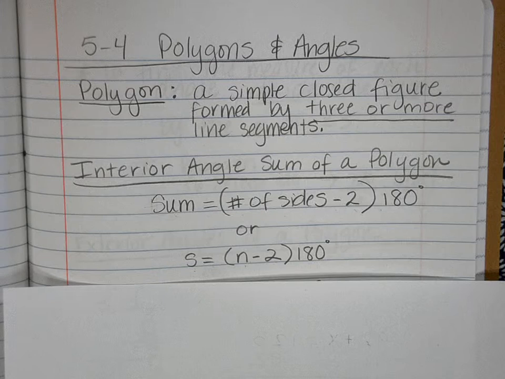It could be any random shape as long as all the lines touch, and those are called vertexes when they touch. I think you remember that from last year. But regular polygons have to be regular shapes, which you guys are familiar with, like triangles, squares, rectangles, pentagon, hexagon. Okay? There's this thing called an interior angle sum theorem.